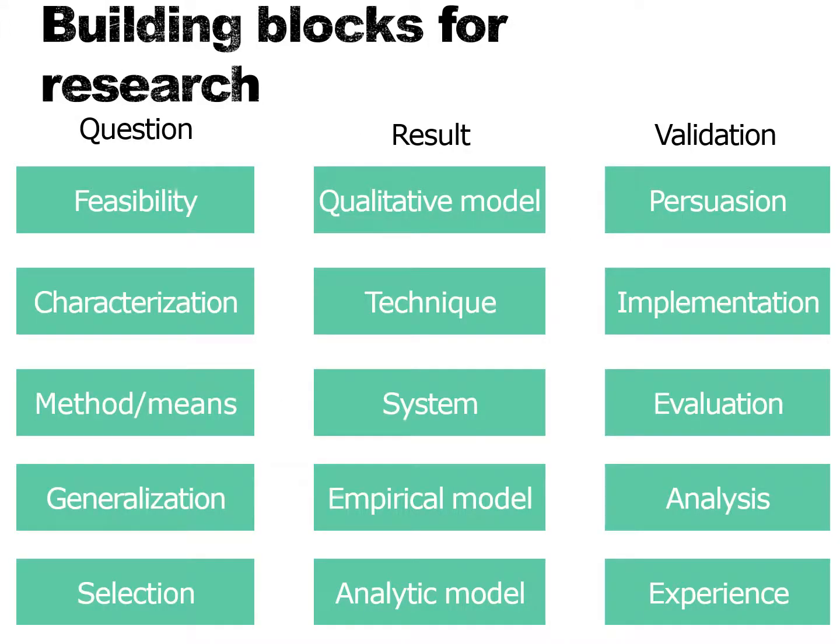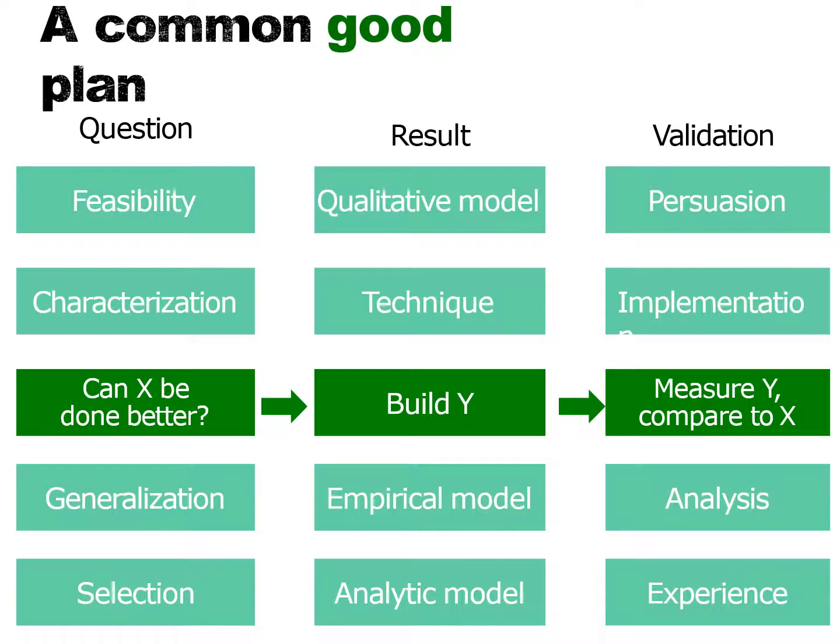But there are a couple of building blocks for research, meaning that there's a number of ways which will doom you to failure, but there's also a number of ways to do something that's probably going to provide you with a correct result. So there's a couple of models here. For example, if we have a question, can something be done better? And we build our own alternative and measure them against each other. This is of course a good plan. This is really a common good plan. Can we enhance something, and then we try to enhance it and see if it still works?